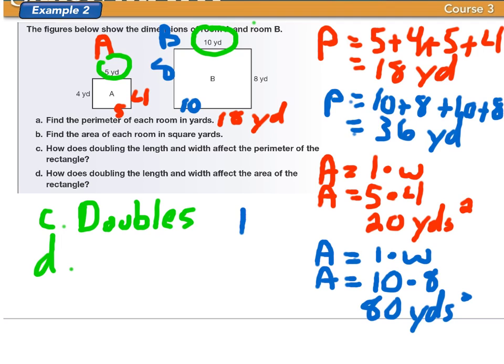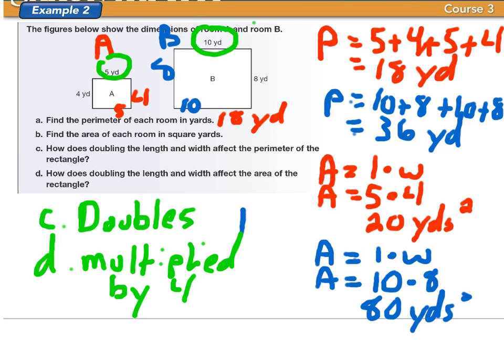Then D asks us to look at the area. How does doubling the length and width affect the area of the rectangle? Well, look down here at the two areas. I went from 20, and then when I doubled it, I went to 80. Well, that's not doubling the area. That's taking it times 4. So if I double the length and width, my area gets multiplied by 4.